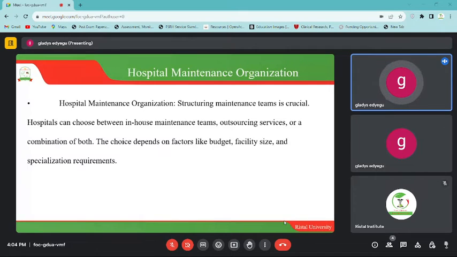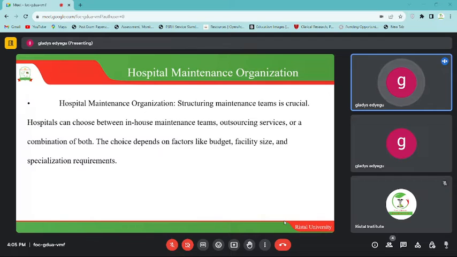But with outsourcing services, you look for different specialists or engineers outside the hospital. You can also combine them, depending on what you are going to maintain or repair, using both in-house maintenance teams and outsourced services, depending on other factors like budgeting. Maybe your budget can accommodate both, then you can utilize both the in-house maintenance teams and outsourcing services.